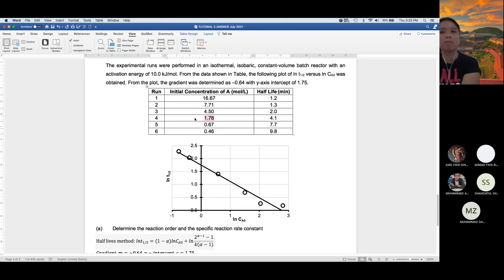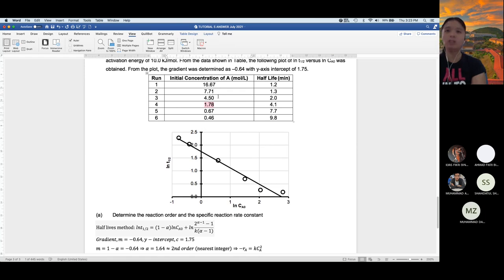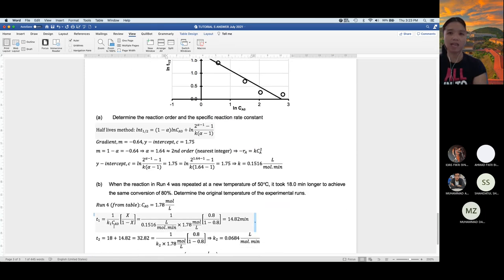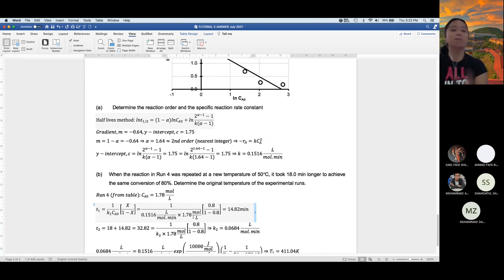Sebab tu dia beritahu kita maklumat run 4. Kenapa nak beritahu kita maklumat run 4? Sebab dia nak kita cari tahu yang CA0 tu adalah 1.78 for run 4. Okay, so CA0 1.78, X tu 0.8. Okay, so then you will get masa yang diambil adalah 14.82 minit. Maksudnya untuk suhu asal yang kita nak cari itu, masa tindak balas dia adalah 14.82.